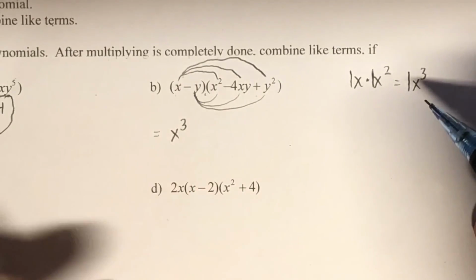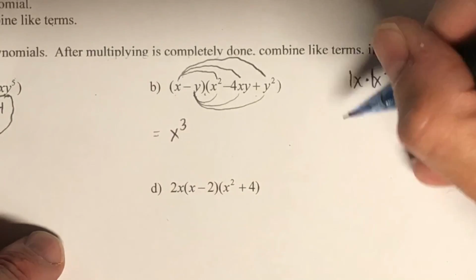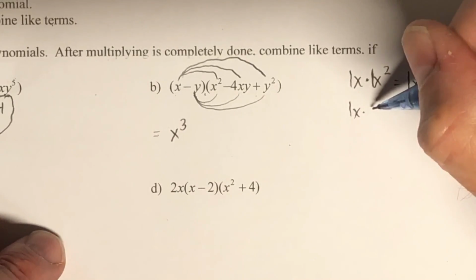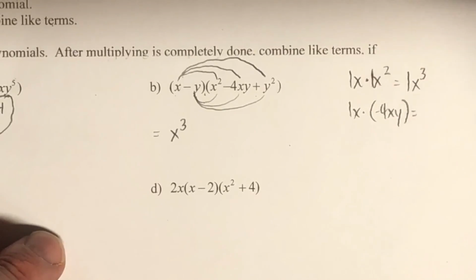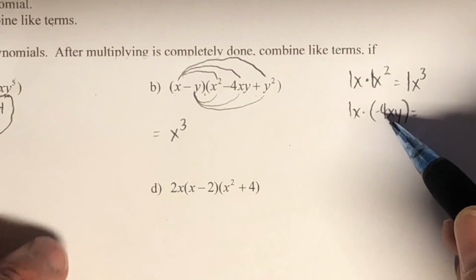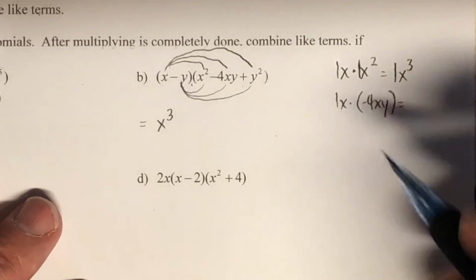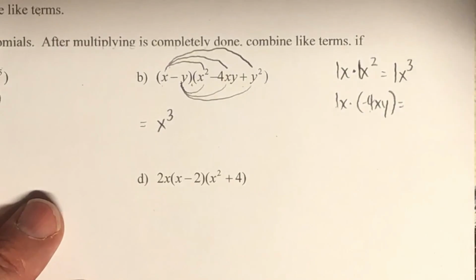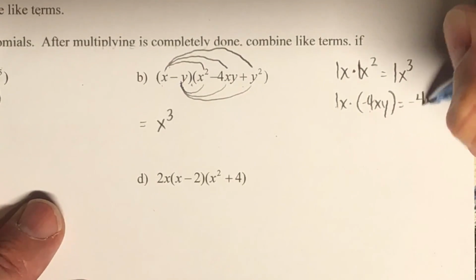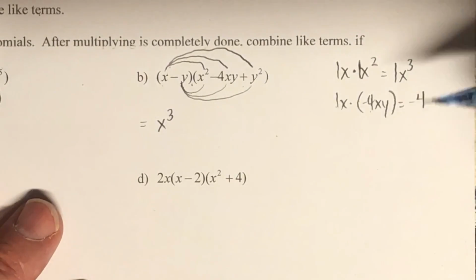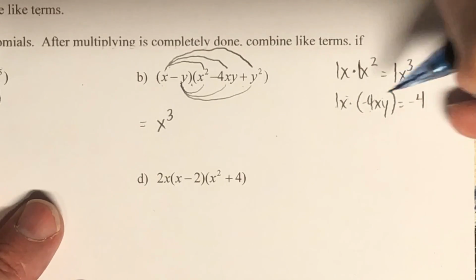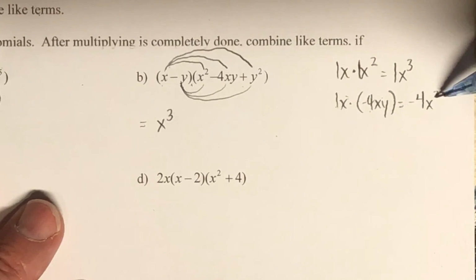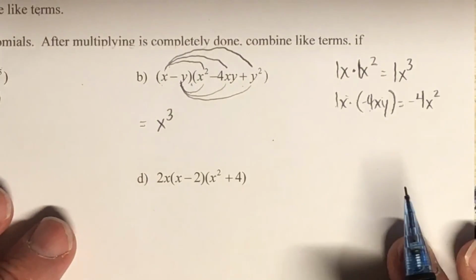Okay. Then we have 1x times negative 4xy. Okay, I put a bracket around that because that's what we usually do when you multiply by a negative. Okay, 1 times negative 4. Again, we're doing the coefficients first. 1 times negative 4. All right, and then we have x to the first times x to the first. 1 plus 1 gives you x to the second. Again, those variables are the same, so we add the exponents.